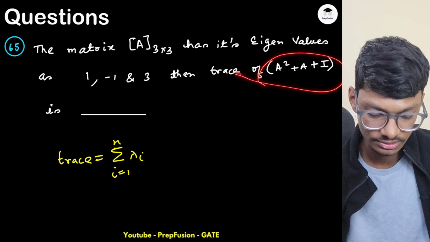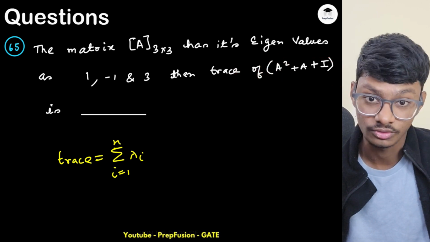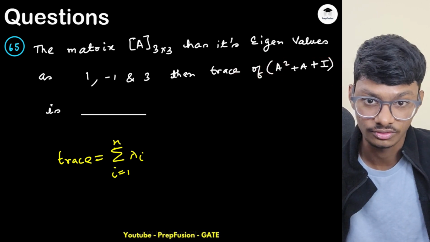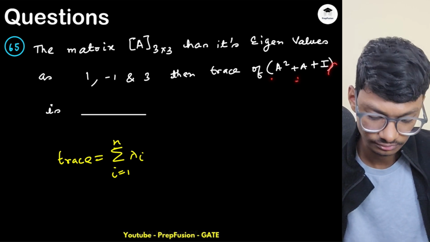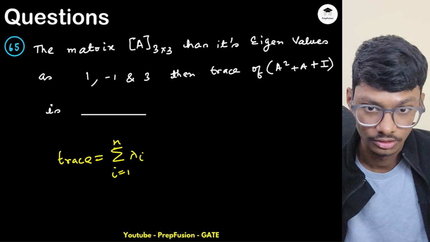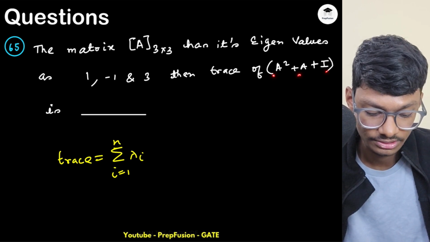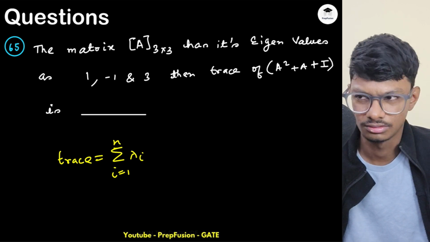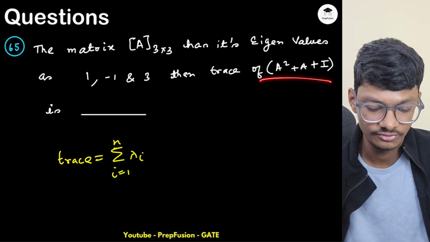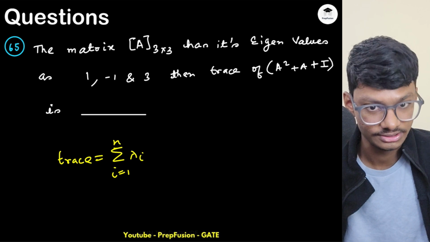What will be the trace of this? This is A square, right? So trace of A square is 3 square, 9. Trace of A is 3. This is 1, this trace of I is 2. So this will be 9 plus 3 plus 2, which is 12, 14. So you might say 14. No, you're wrong, it doesn't work like that.